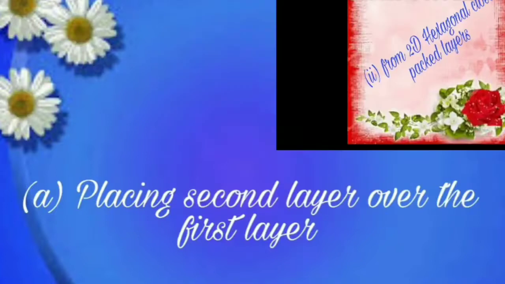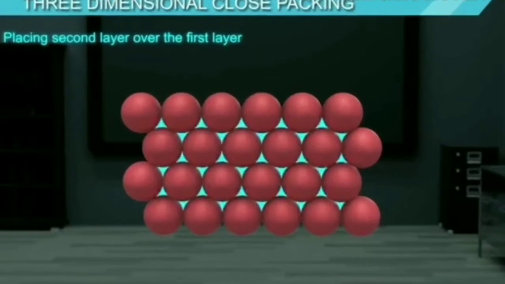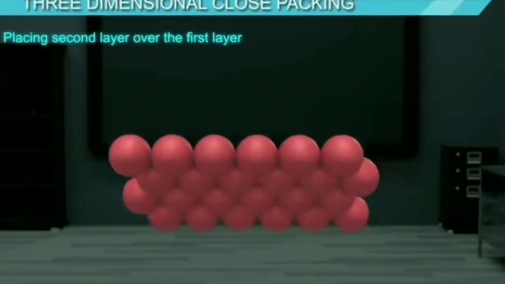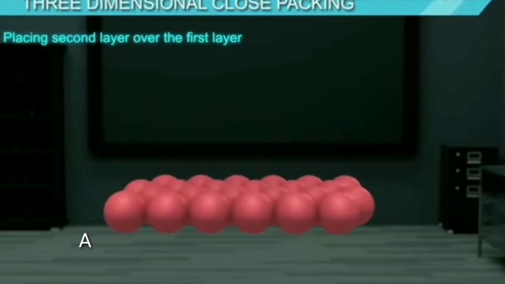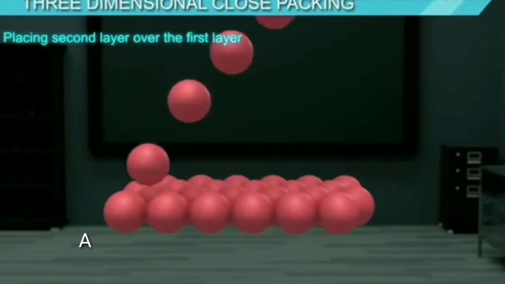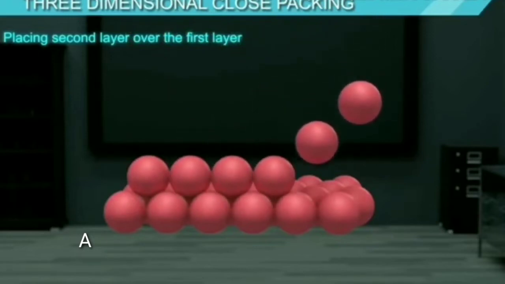Next, the three-dimensional close packing from two-dimensional hexagonal close packed layers. You know, in square close packing, the layers are placed exactly above one another, but in hexagonal close packing, the layers are placed on the depressions of the previous layers. Now, we can explain this briefly. Placing the second layer over the first layer. Let us take two-dimensional hexagonal close packed layer A and the second layer is placed on the depressions of the first layer. This is not similar to A, so taken as B.